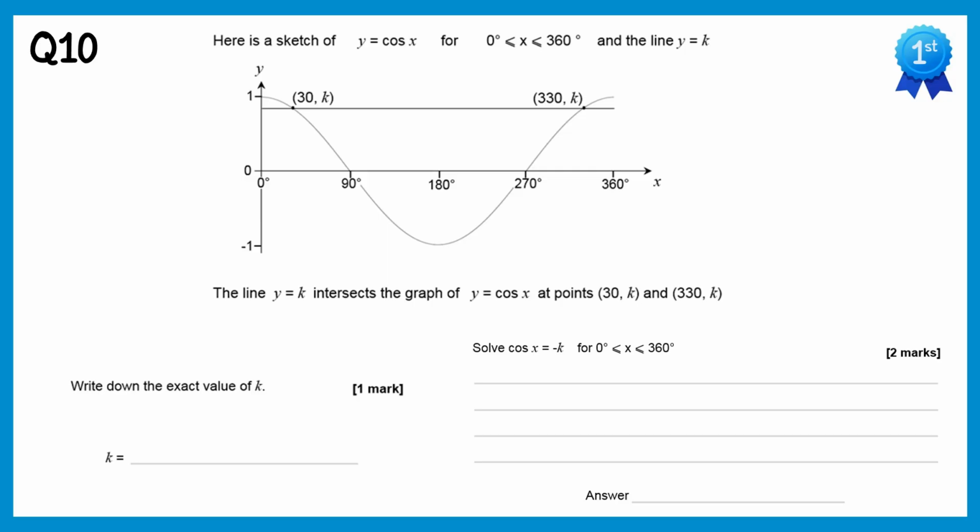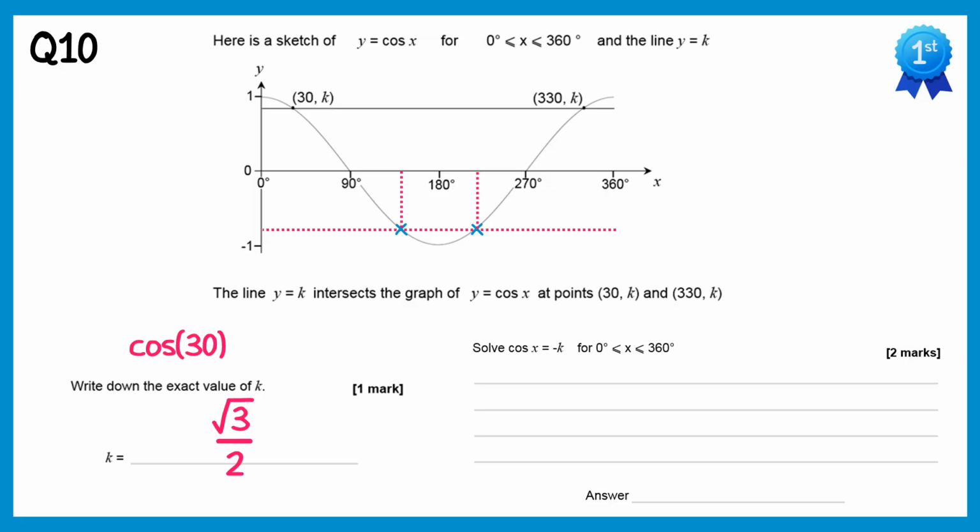For the first part of this question, you simply need to know the value of cos 30. You should know this as an exact value as √3/2. For the second part, we need to draw on a line at -k. The line already drawn is at +k, so the one at -k would be here. We can now see the two solutions where this red line crosses the cos graph. They're here and here.